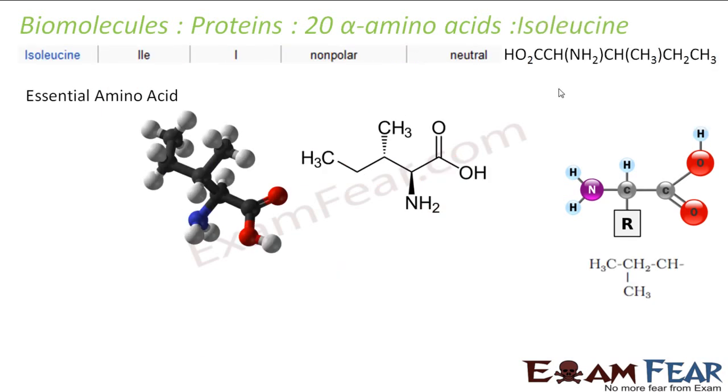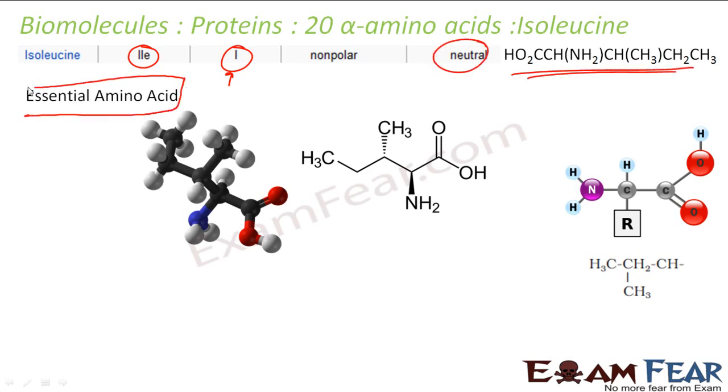The next is isoleucine. Isoleucine, ILE, and I is the one letter to denote this. This is neutral, and this is the structure of isoleucine. This is an essential amino acid. The body can't prepare it. If you see the R here, it is nothing but this. Right? This is found in eggs, turkey, chicken, lamb, fish, cashews, almonds, etc.